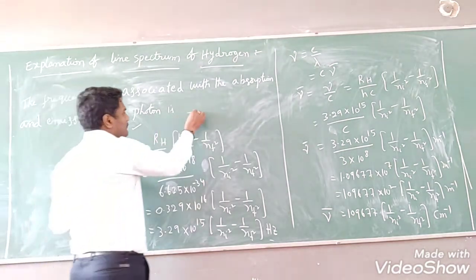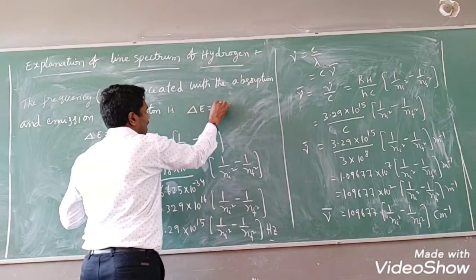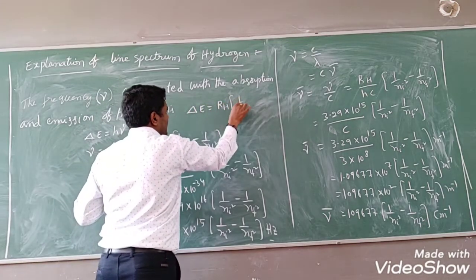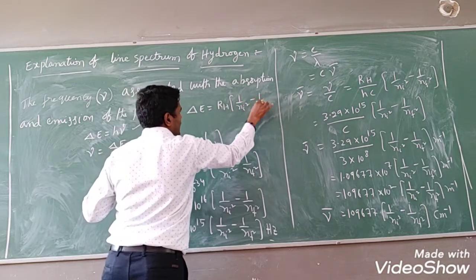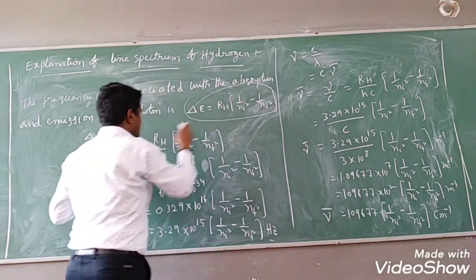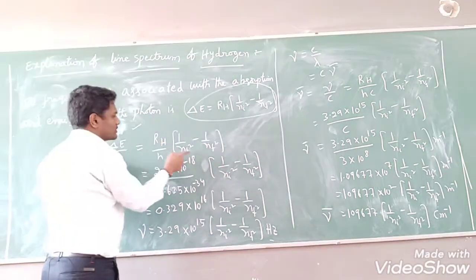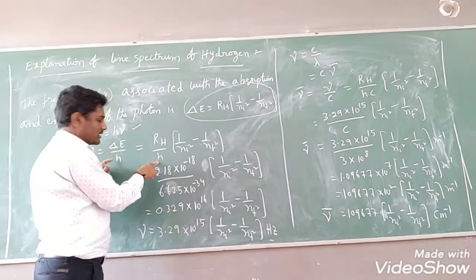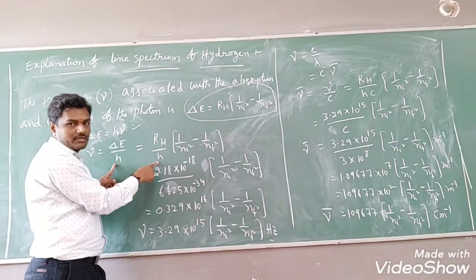What is the delta E formula? We have RH into 1 by Ni square minus 1 by NF square. Already we have proved this one. In the place of delta E you can substitute this, divided by h, students.